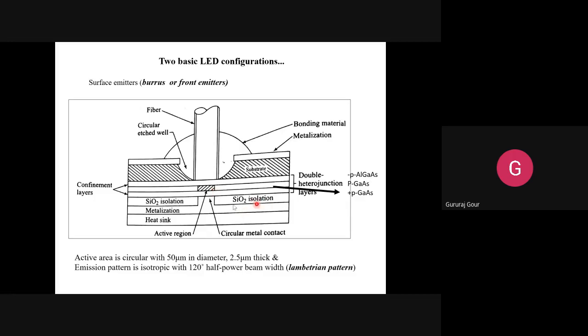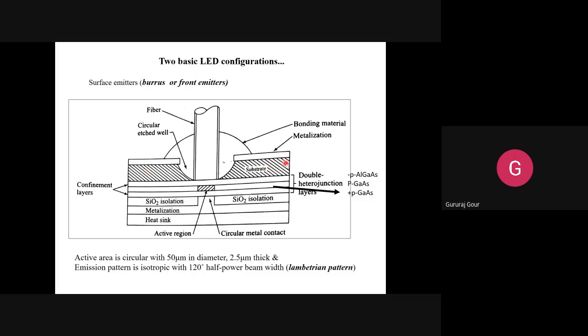And below that you got silicon dioxide isolation layers. These layers are called isolation because they are going to isolate this metallization from the remaining structure. That's why these are known as silicon dioxide isolation layers. Above that you got the substrate.